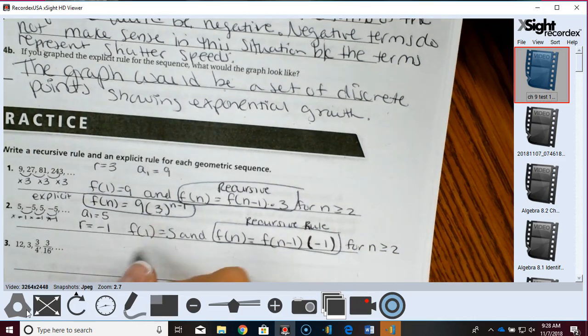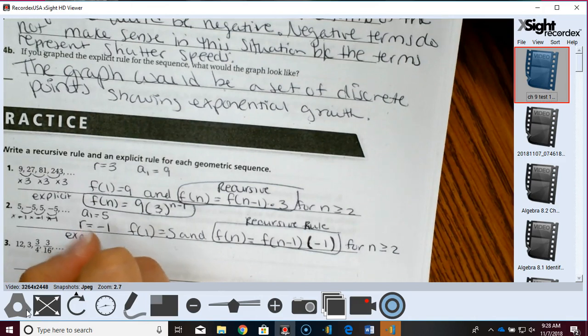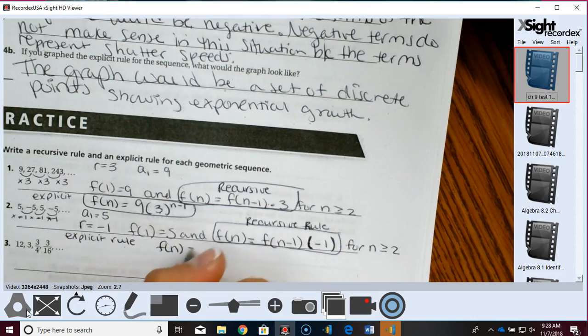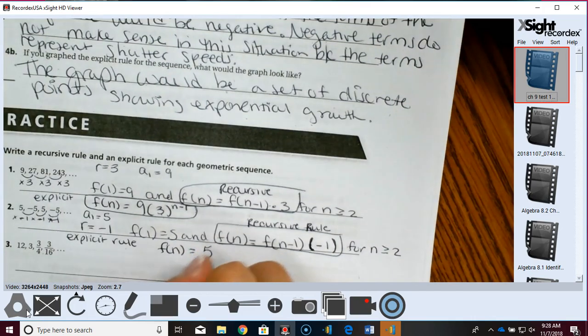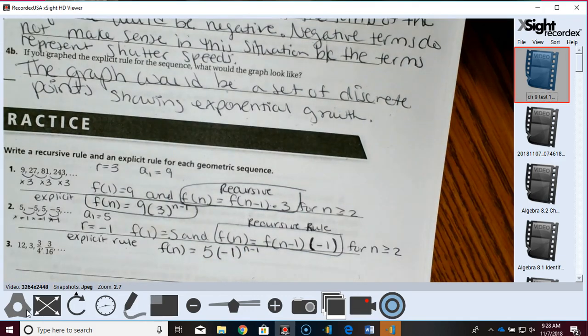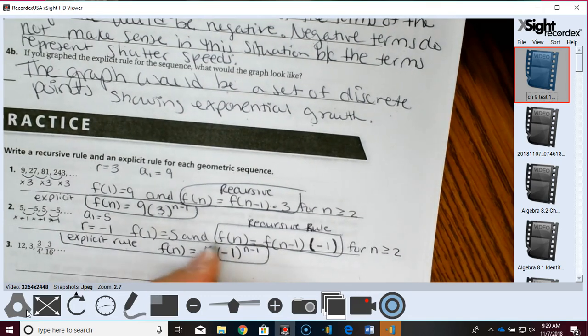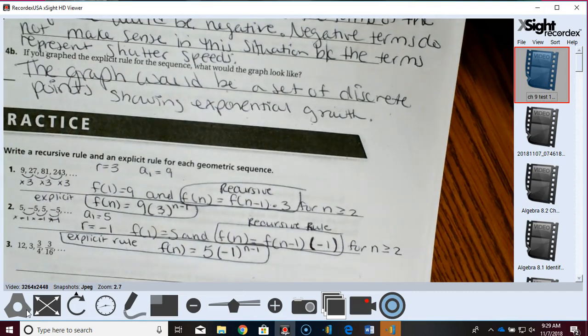So now our explicit rule. What do you guys think the explicit rule is? What's my first term? 5. My common ratio, negative 1. Try number 3 on your own.